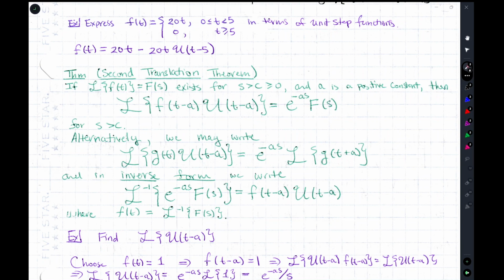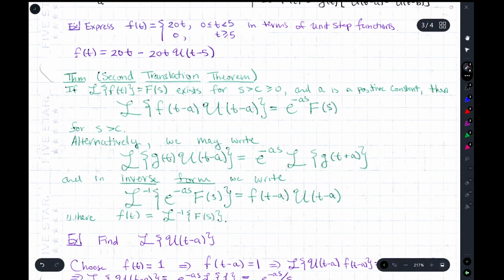So now we're ready for the second translation theorem. If the Laplace transform of lowercase f is capital F for this domain and a is a positive constant, then when we translate lowercase f a units to the right and we fill in everything to the left of the translation with 0, okay, that's the role of the unit step function, we get that the Laplace transform of this is equal to the Laplace transform of just f with e to the negative as, okay?